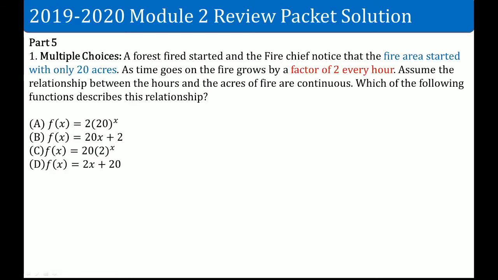I highlighted that the fire area starts with 20 acres and it grows by a factor of 2 each time. So f of 0 is 20 and my common difference here is 2 because it's growing by a constant rate of 2 every hour. It's not a common ratio, okay? It's growing by 2 each time. So the first one is 20, the second one would be 22, and the third one is 23. So here it should be D, right? Because it's in y equals mx plus b. Okay, y equals 2x plus 20 would describe this scenario.